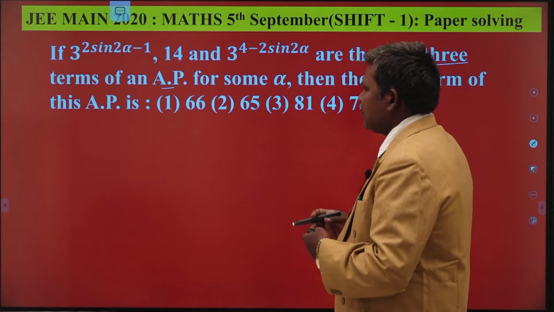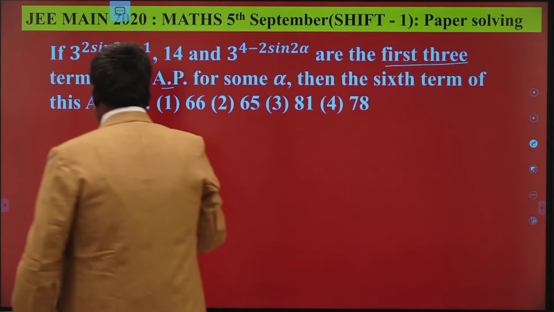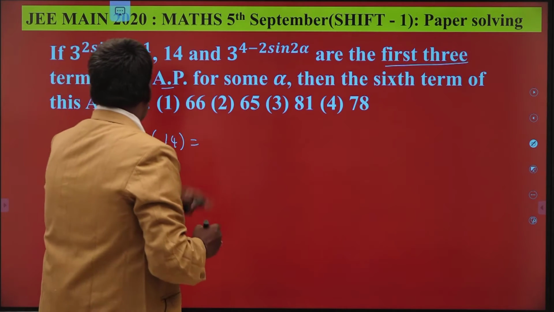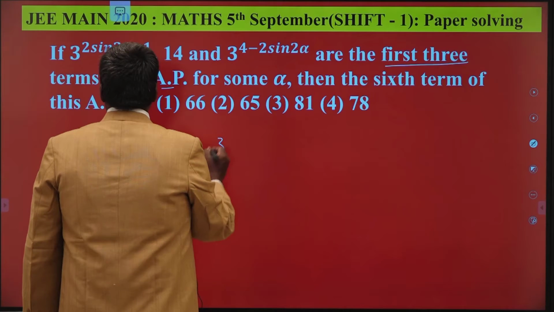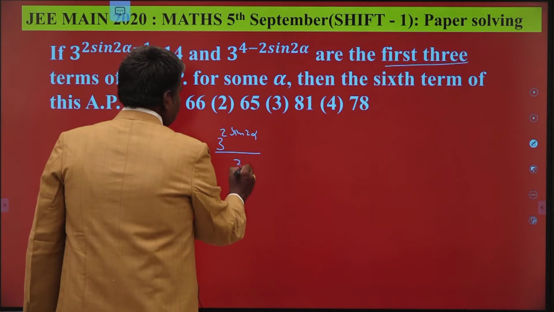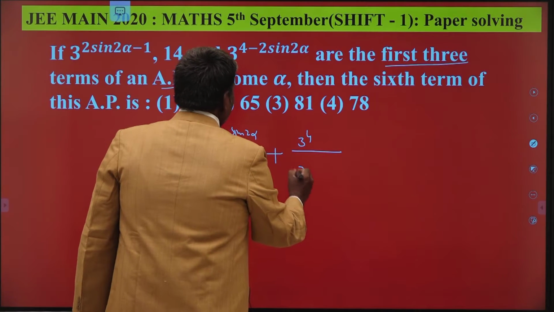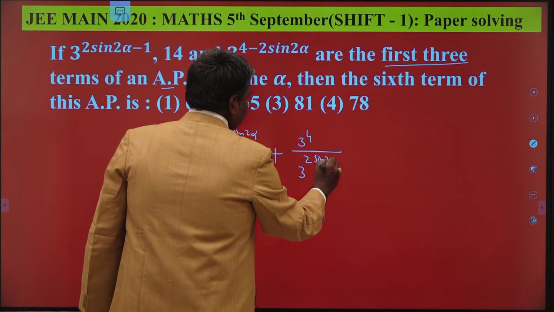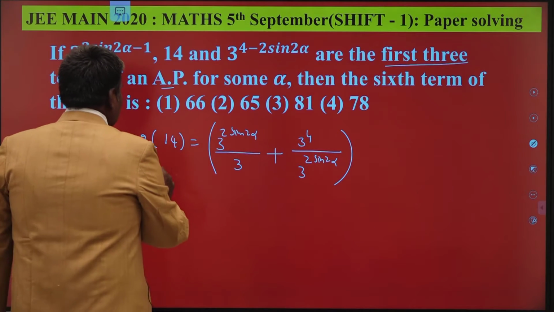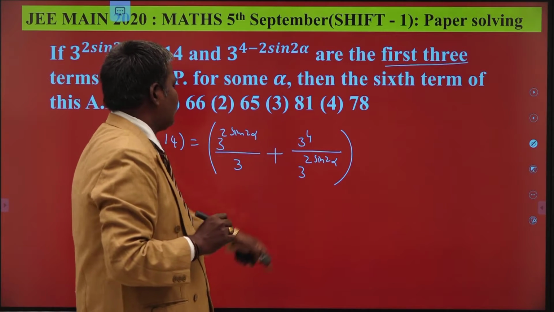These are in AP, that means 2 times B is equal to A plus C, you may write also. So 2 times the second term, that is 2 times 14, is equal to first plus last. The first term can be written as 3 power 2 sin 2 alpha whole divided by 3, plus 3 power 4 by 3 to the power of 2 sin 2 alpha. 2 14s are 28. So 28 is equal to 3 power 2 sin 2 alpha by 3 plus 3 power 4 by 3 power 2 sin 2 alpha.